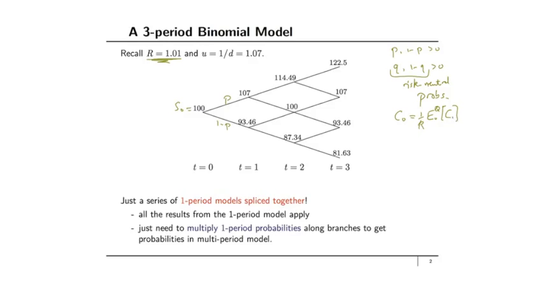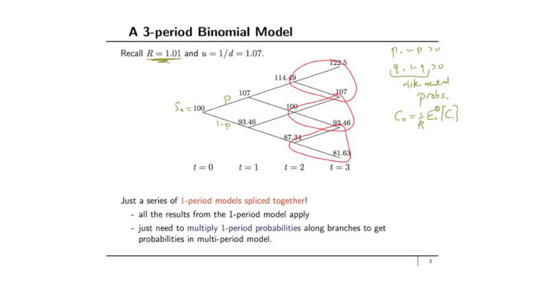Because the central observation we want to make is that this multi-period, or in this case three-period, binomial model is really just a series of one-period models spliced together. So for example, here's a one-period model. Here's another one-period model. And here's another one-period model. So from t equals 2 to t equals 3, there are 3 different one-period models, only one of which will actually occur, but there are 3 possible one-period models.